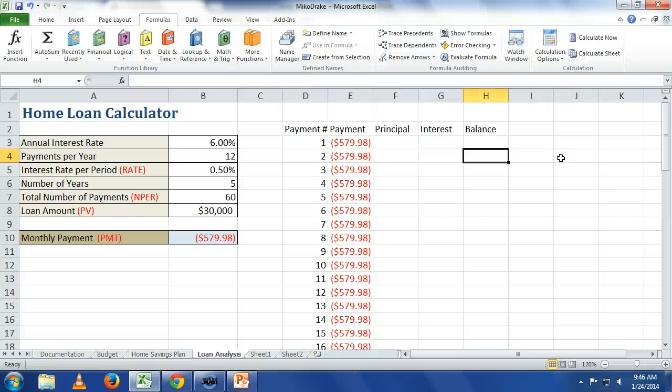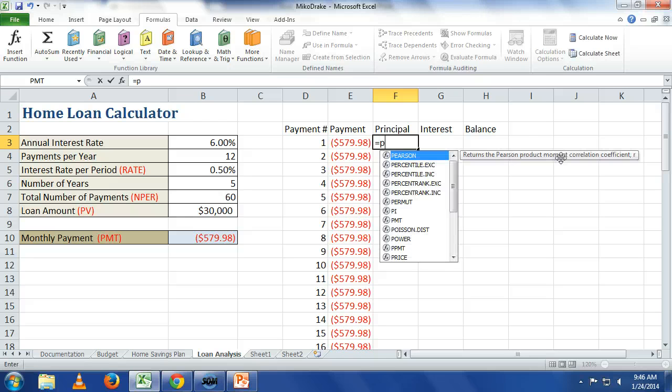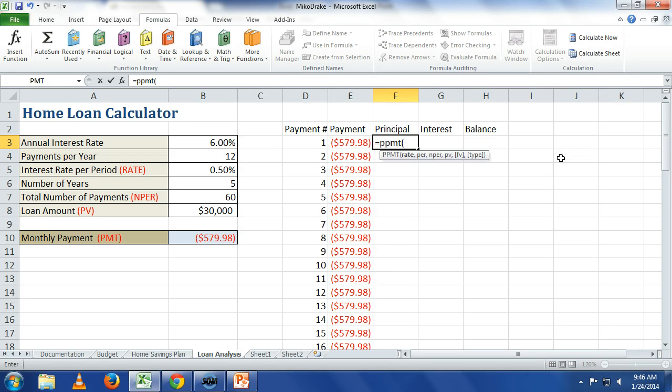Well, there's two functions that we can use. The first one that gives us the principal portion is equal PPMT. How many required arguments does it have? Four. It has the rate, which we know, it's B5. It has the period, because it needs to know what period this payment's for. This one happens to be period 1; the next one's going to be period 2. Then the number of periods, and the PV, which we know.